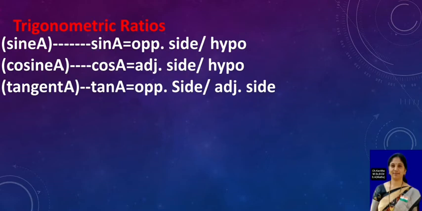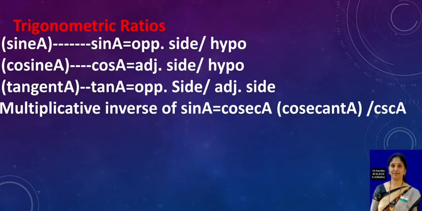That is equal to opposite side by adjacent side. Okay. Now, the multiplicative inverse of sine A. If you consider the multiplicative inverse, or we can say reciprocal also, the reciprocal value of sine A is called cosecant A.